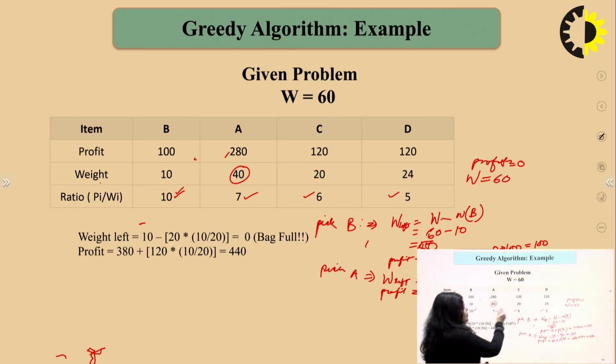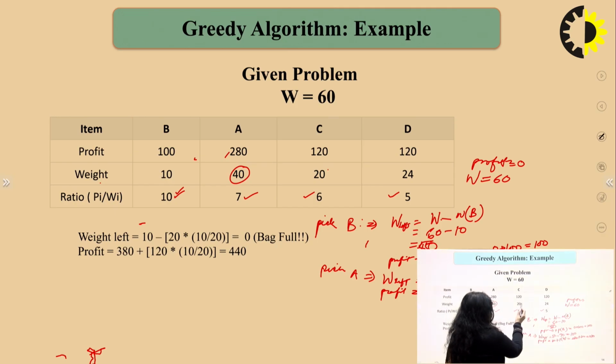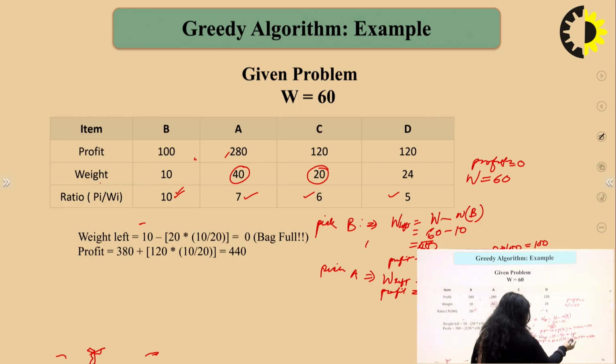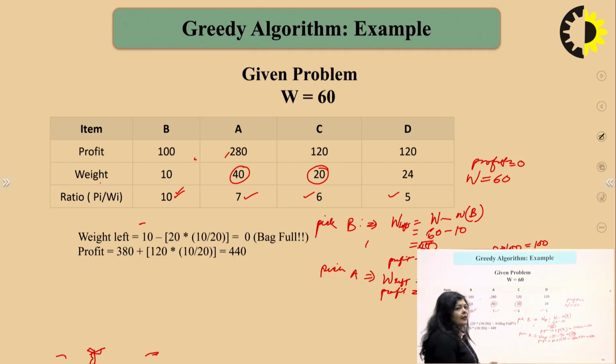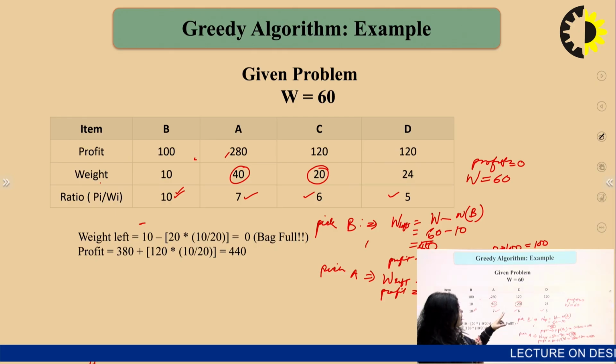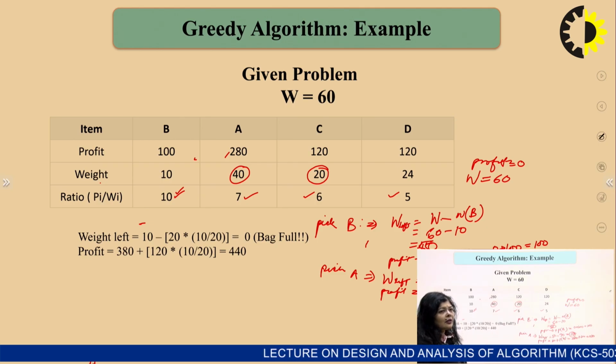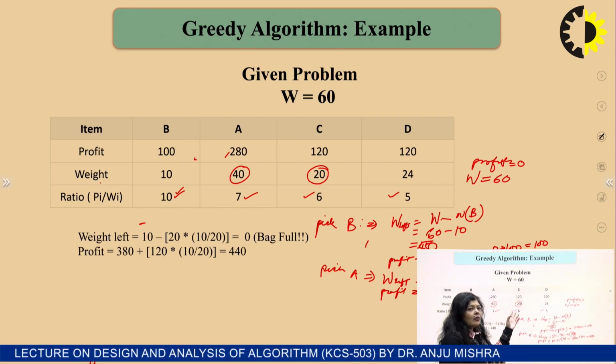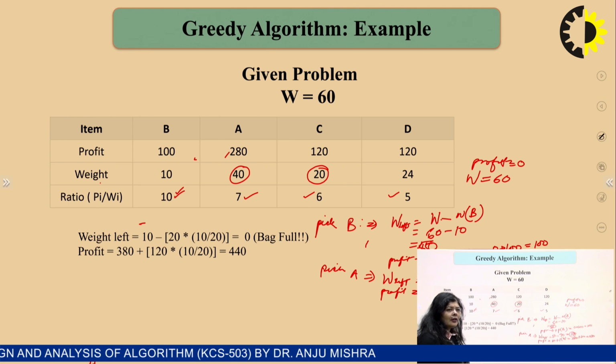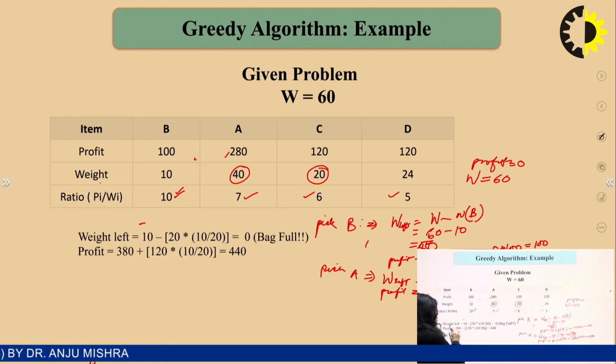This way, we proceed to the next item. Now, as you can see, when I try to add object C here, it carries a weight of 20 units, but the remaining capacity of my knapsack is only 10. Since the next item I need to add has more weight than the knapsack has left, I need to take a fraction of this object. How much fraction am I taking? Whatever the remaining capacity of the knapsack is.